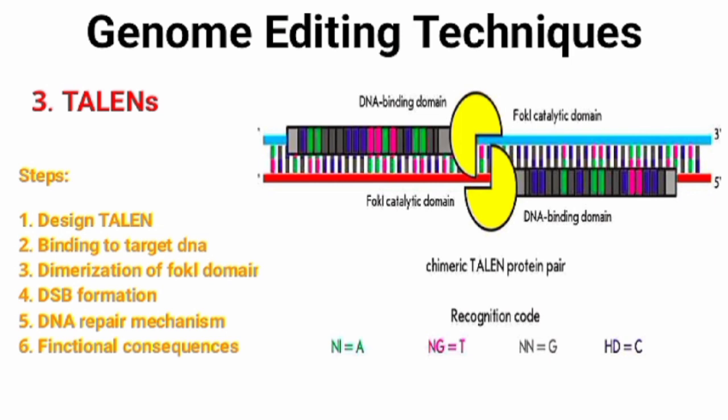Subsequently, cellular DNA repair mechanisms come into play, primarily non-homologous end joining or homology directed repair. Non-homologous end joining often results in small insertions or deletions at the break site, leading to gene disruption or knockout. On the other hand, homology directed repair allows for precise editing when a repair template such as donor DNA is provided. Through this process, TALENs enable targeted modifications to be introduced into the genome, offering opportunities for gene correction, knockout, or insertion with high specificity and efficiency.